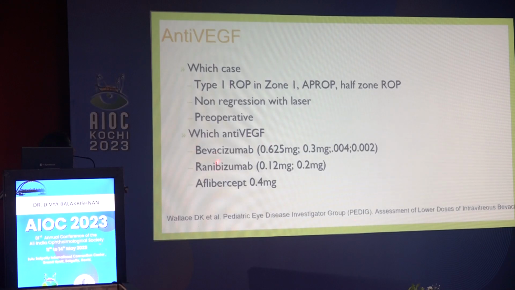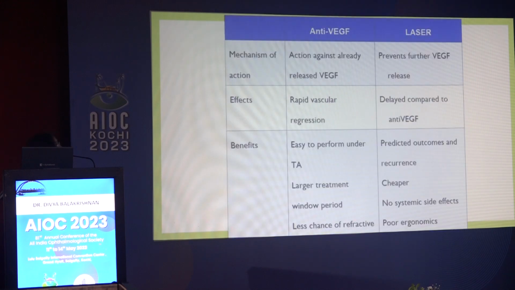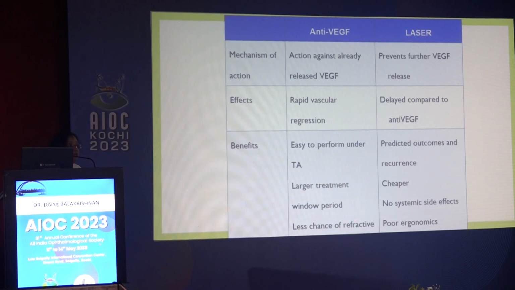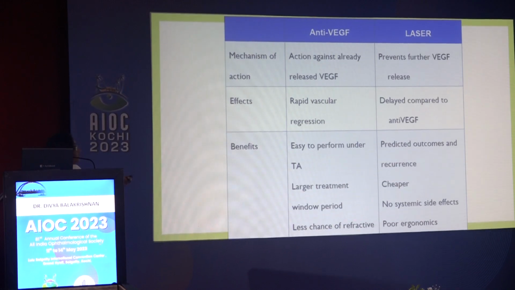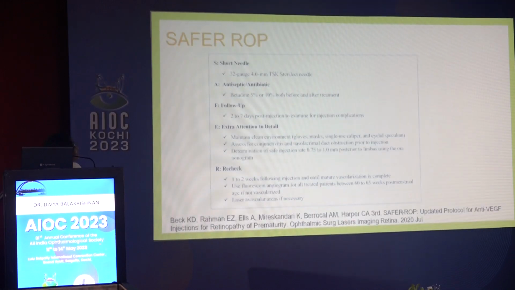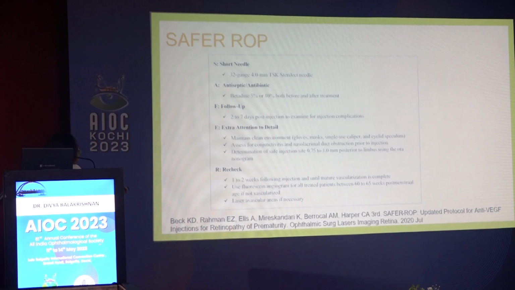And which are the anti-VEGF agents? Bevacizumab, ranibizumab. And the only FDA approved drug as of now is aflibercept. So this is the difference. Anti-VEGF is easy to administer and it acts rapidly, but you need a longer follow-up for these babies because recurrence can be higher in the anti-VEGF group. Laser takes a longer time, but it is safer. For ROP you need to know the protocol for giving an anti-VEGF injection. You can go through that.